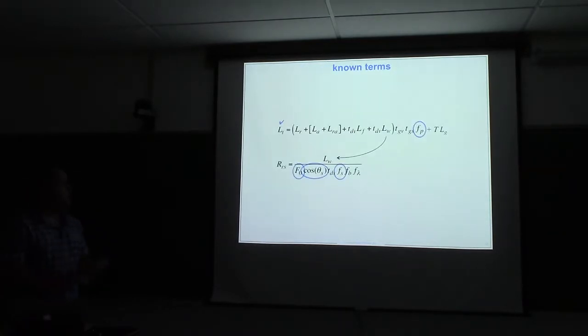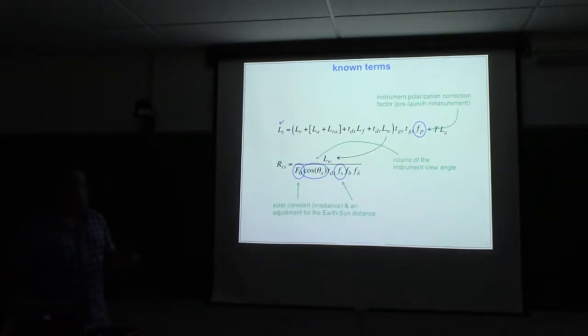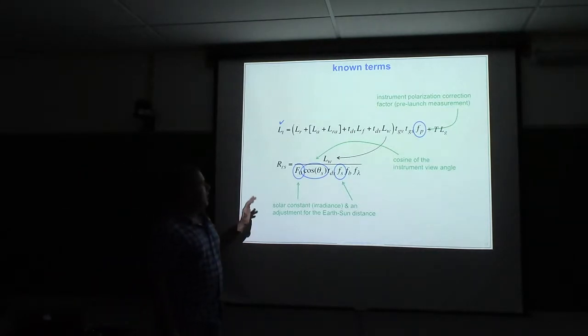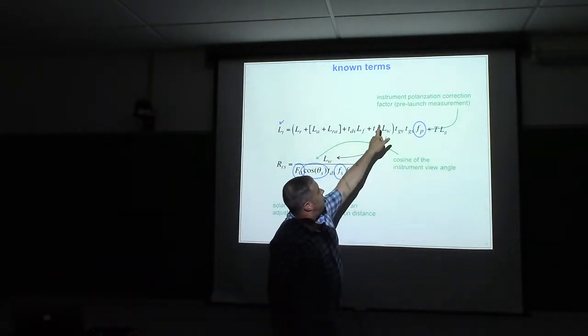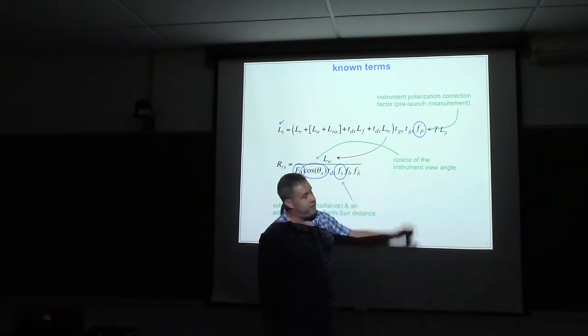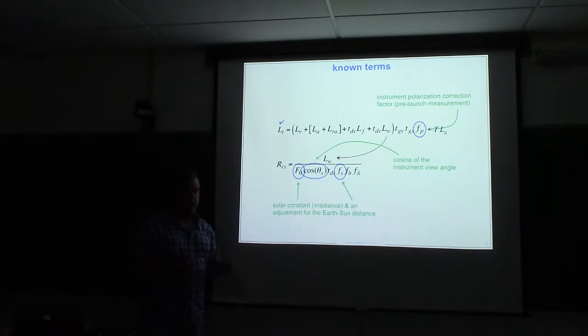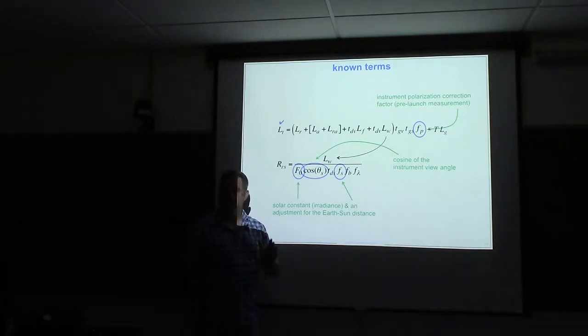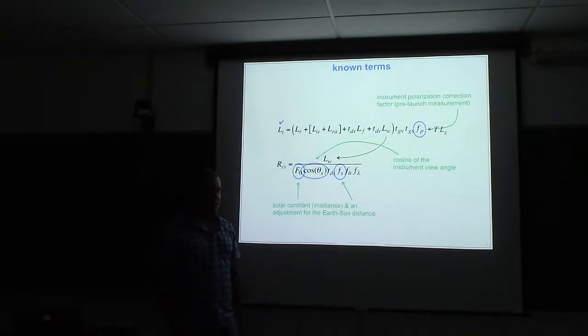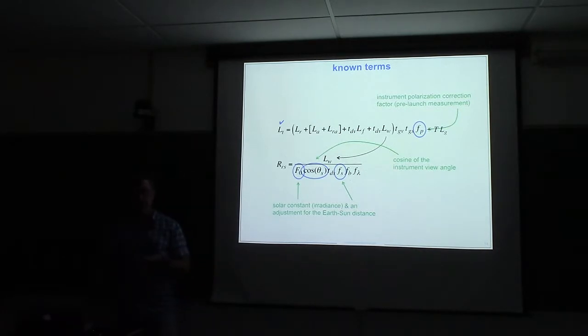Okay, so let's talk about our known terms first. We're going to get them out of the way. FP here is an instrument polarization correction factor. This is measured pre-launch. So this has to be done carefully, and sufficiently robustly so that we can have some confidence it doesn't change with time. There are ways to adjust it, but it's not a desirable thing to do. Once you're launched, this is not like Hubble, where you spin the space shuttle up, or whatever they're flying now, and do a servicing mission. It leaves the dock, it's gone.